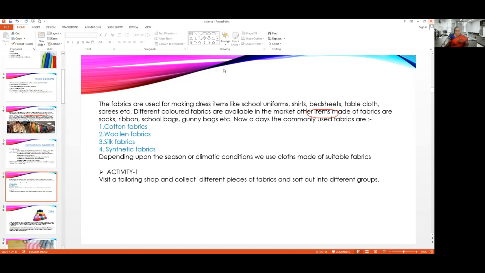Depending upon the season or the climatic conditions, we use cloth made of a suitable fabric. If it is a summer season, we will prefer to wear cotton fabric. If it is a winter season, we will prefer to wear woolen fabric. If it is an occasion or any other function, we will wear silk fabrics. Okay, next slide.